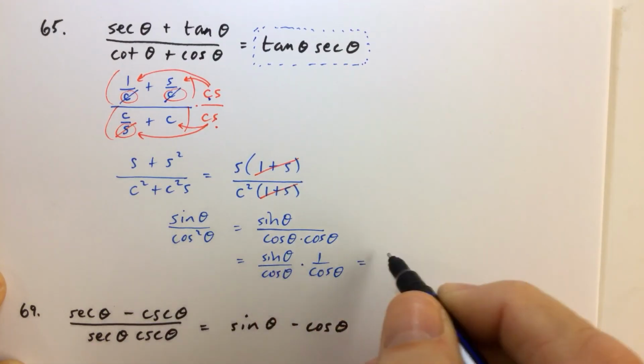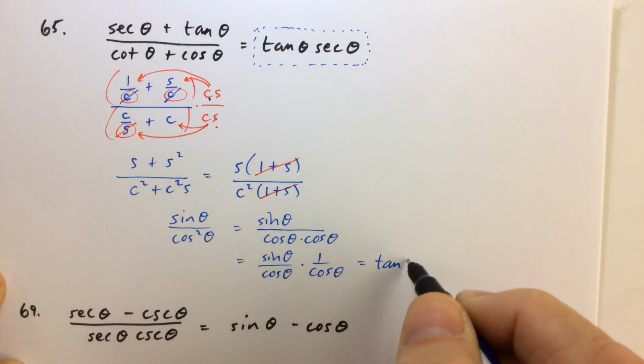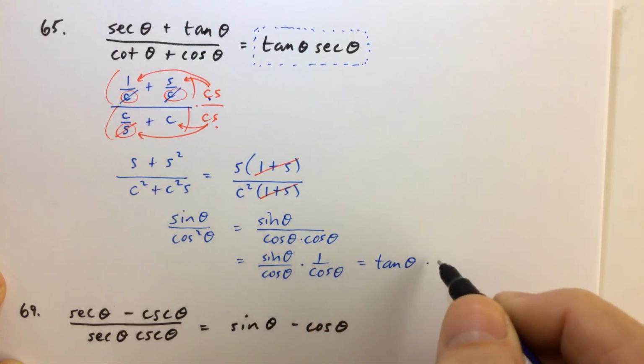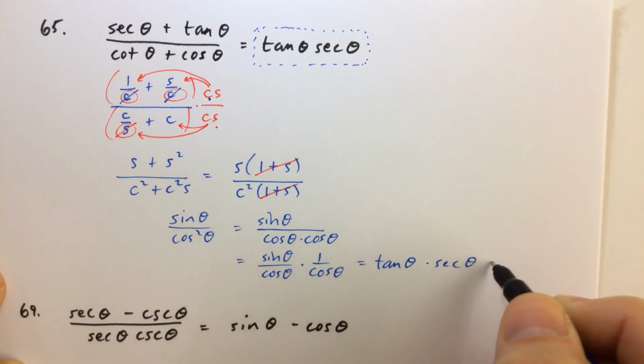And then sine of theta over cosine theta, that's tangent theta. And then 1 over cosine theta, that's secant theta. Check.